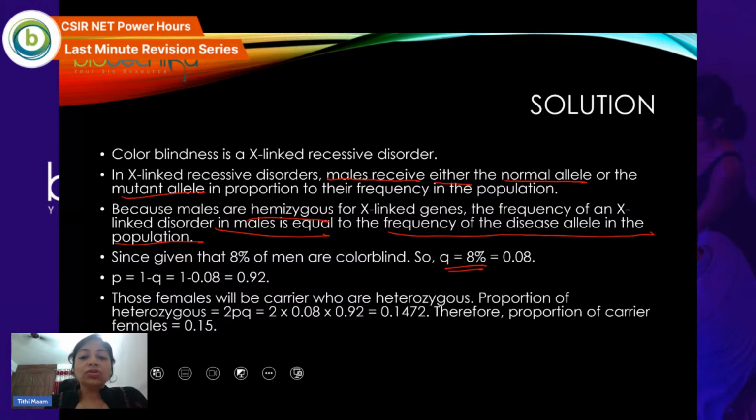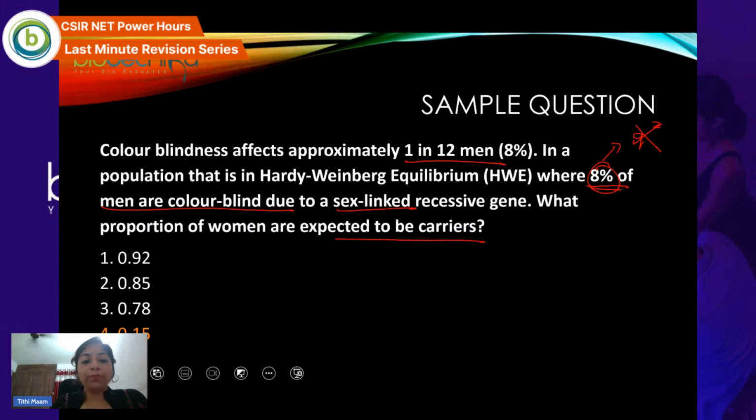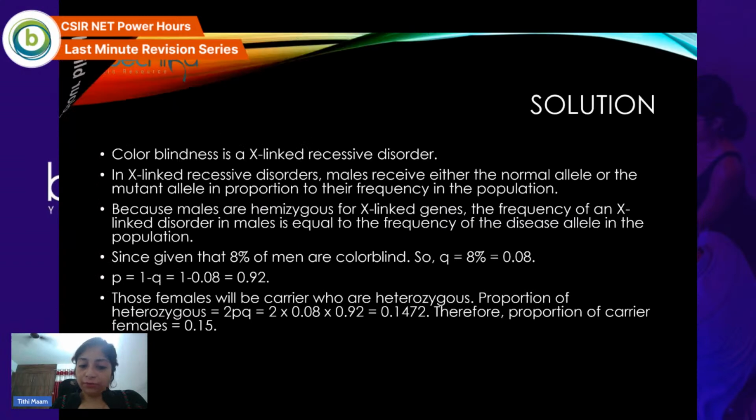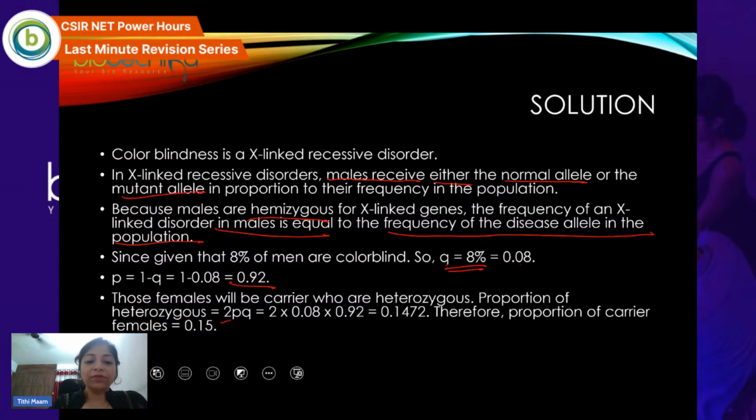Now that we have q equal to 0.08, p will be equal to 1 minus 0.08, very easy. For females, the question is what proportion of females are expected to be carriers. Carriers in females will be 2pq only. So now you multiply 2 with p and with q, sorry, this is p and this is q. That will give you a value of 0.15.